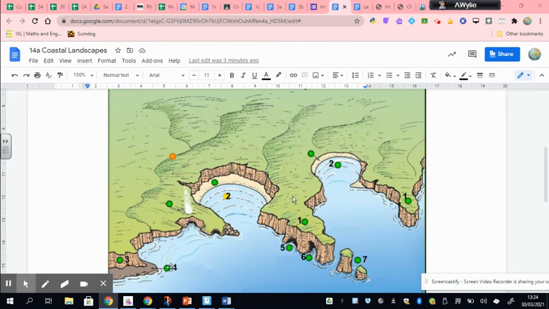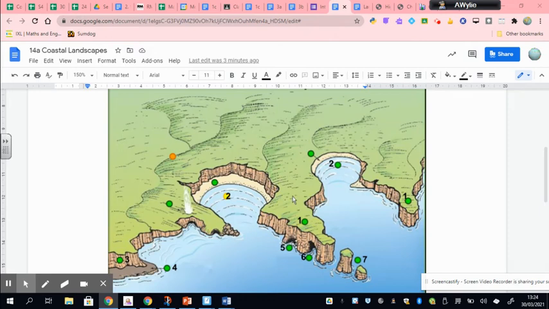Now, number 4 is a feature linked to number 3, and it's known as a wave-cut platform. It's described as the base of an ancient cliff. Okay, so number 4 is a wave-cut platform, and it's the base of an ancient cliff. As you'll learn later on in this topic, it's formed by a cliff getting eaten away backwards on the coast, leaving behind this little wave-cut platform.